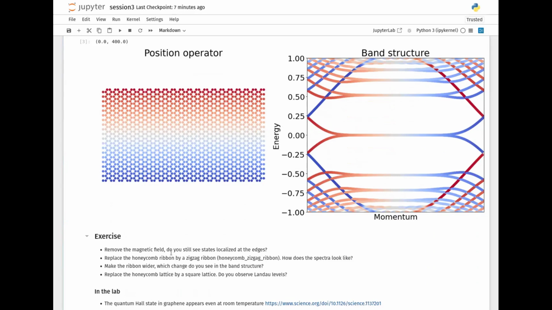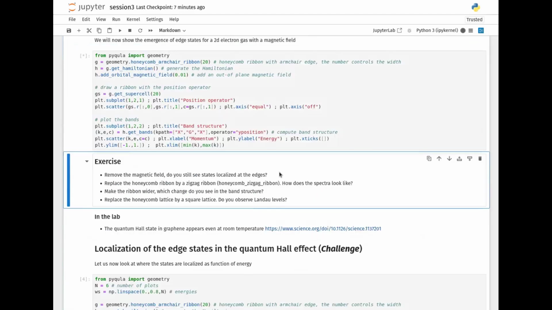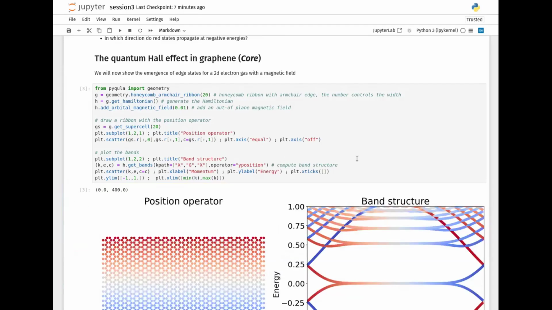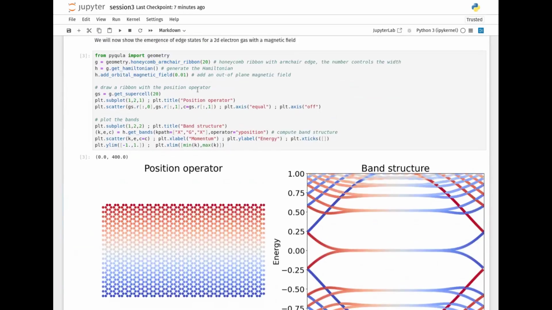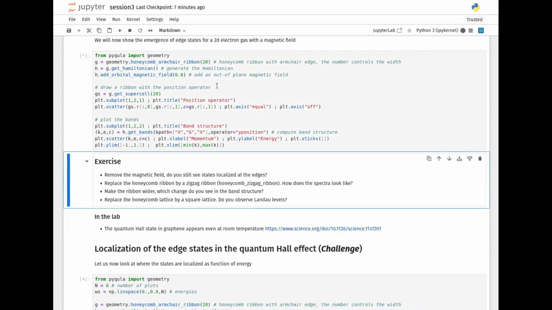So let us go to the exercise. Now, first remove the magnetic field and see if there are states localized at the edge. So we are going to first recompute this with a finite magnetic field so that you see that we effectively get the bands that we were discussing before, and then we are going to remove the magnetic field. Okay, so this is with magnetic field, which is the result that we had before, and now we are going to remove the magnetic field.